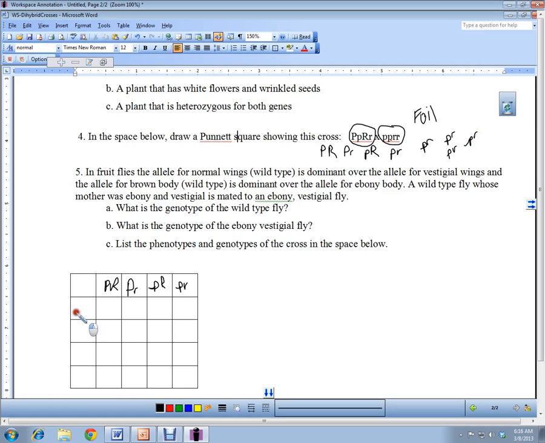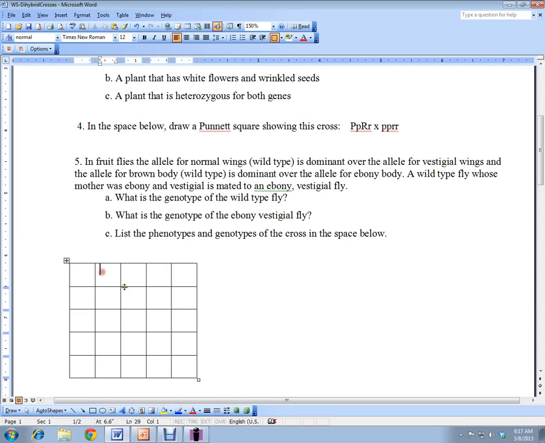We will put those over here as well. Little p, little r, little p, little r, little p, little r, little p, little r. Okay, I'm going to switch back to using the keyboard, and we're going to fill this Punnett square in. So, we had big P, big R, big P, little r, little p, big R, and little p, little r.